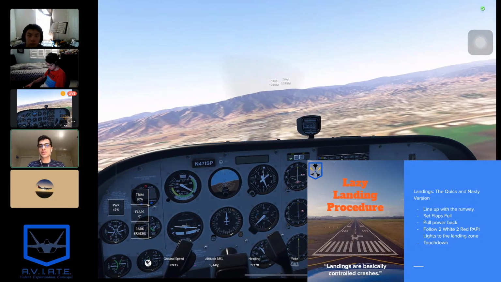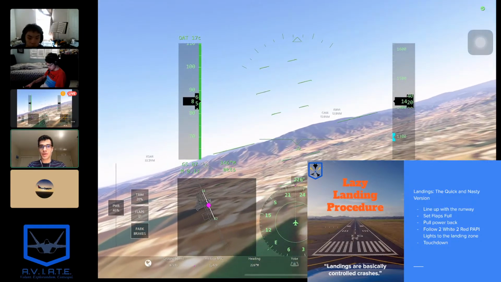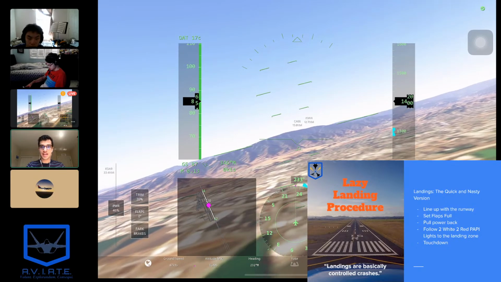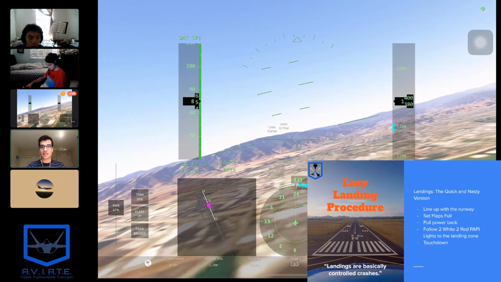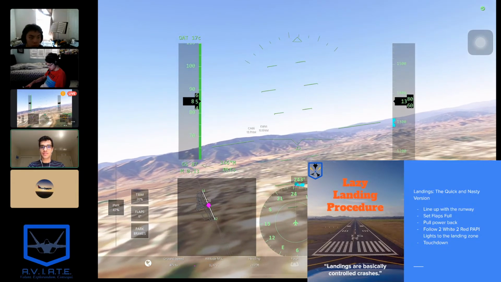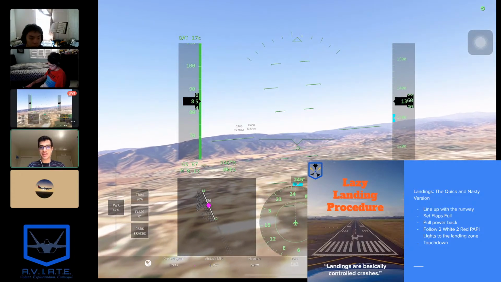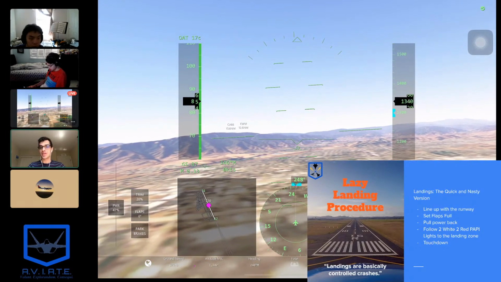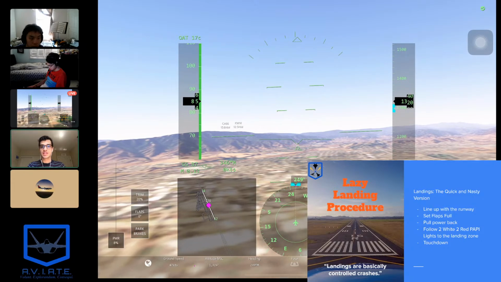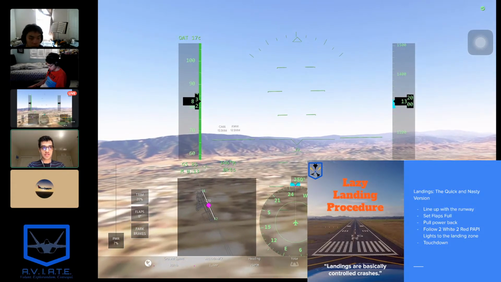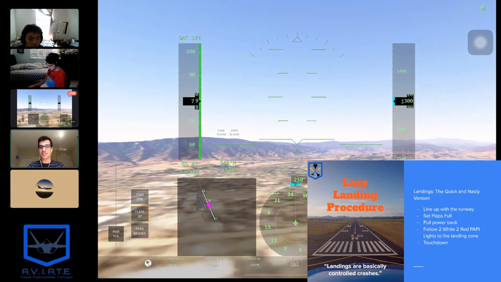As he lines up, he will set his flaps to full, all the way down, and as he does that, he will pull the power back, and then he will follow the PAPI lights. PAPI stands for Precision Approach Path Indicator lights.